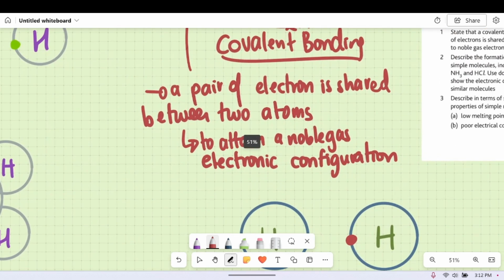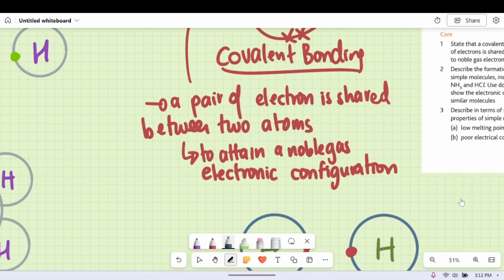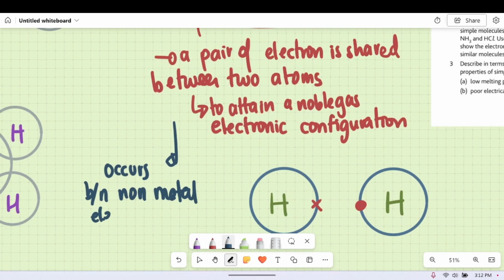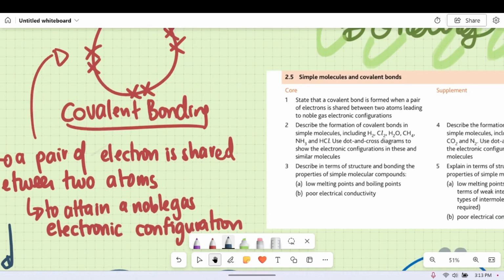Now, I need you to note that covalent bonding actually occurs between non-metal elements only. Okay, at your level, this is what you're supposed to know. So it always occurs between non-metals. And if you look at your periodic table, we have carbon, hydrogen, nitrogen, chlorine, all those non-metals. Okay, so that's the first point done.